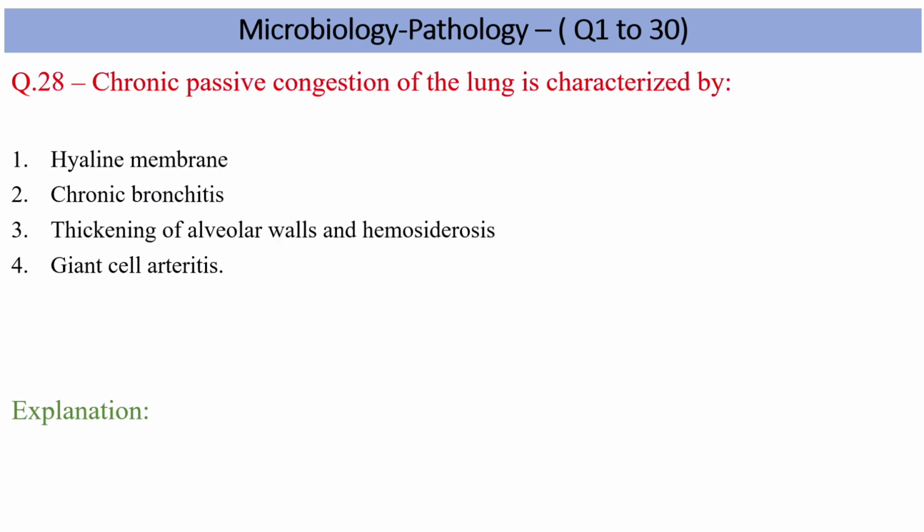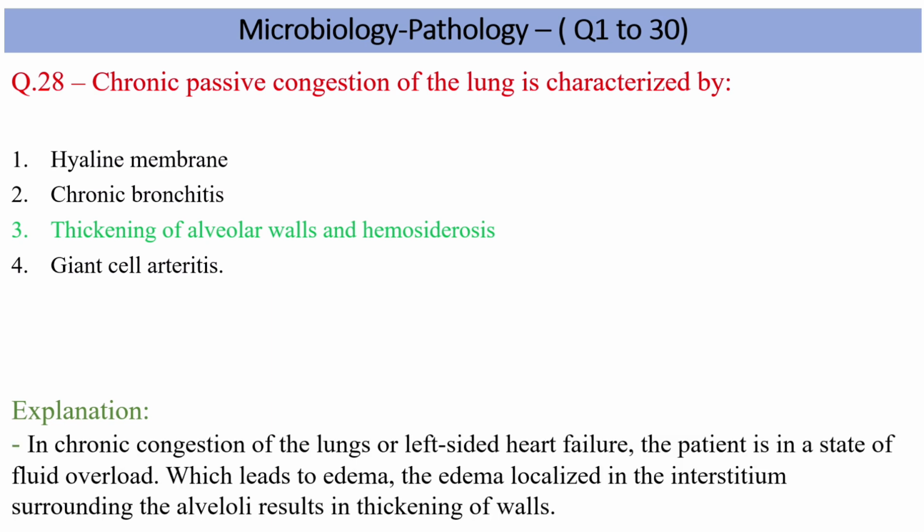Chronic passive congestion of the lung is characterized by hyaline membrane, chronic bronchitis, thickening of alveolar walls and hemosiderosis, giant cell arteritis. Correct option is thickening of alveolar walls and hemosiderosis. In chronic congestion of the lungs or left-sided heart failure, the patient is in a state of fluid overload, which leads to edema. The edema localized in the interstitium surrounding the alveoli results in thickening of alveolar walls.